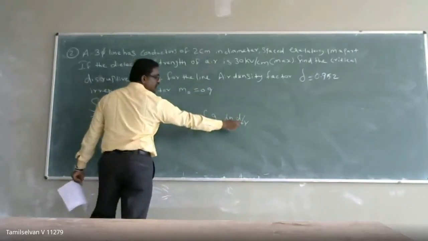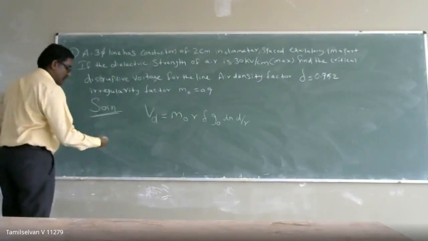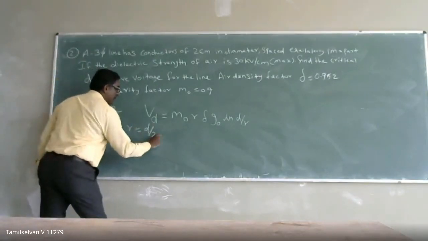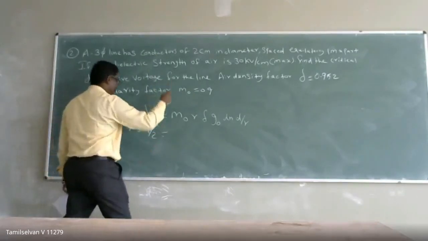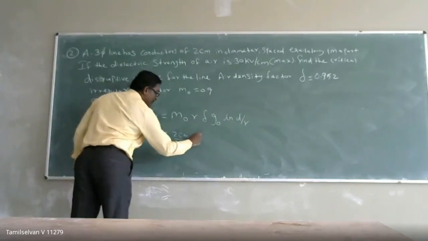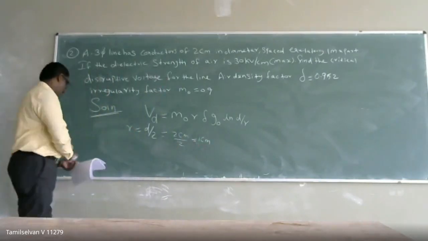Given the diameter, you have to calculate the radius. r will be equal to D by 2. So D is given, diameter is going to be 2 centimeter. 2 centimeter by 2, that is going to be 1 centimeter. This is my r value.